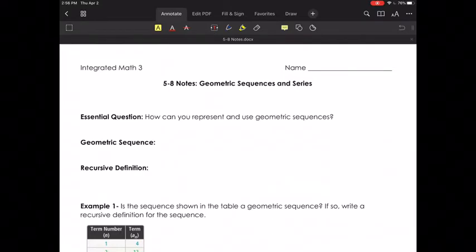I think you'll find it a little bit easier than the logarithm stuff that we did in 5.6 and 5.7. Those were definitely the two hardest sections. This will be a little bit more straightforward. I think you'll enjoy it.